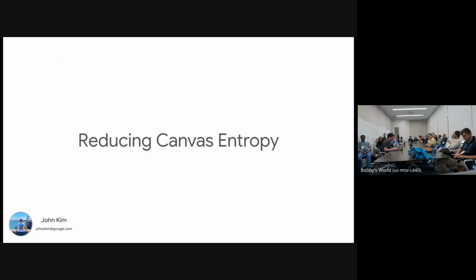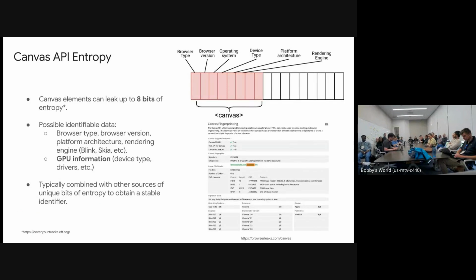So we're going to talk a little bit more about reducing canvas entropy. What we noticed from the coveryourtracks.org site is that you can actually leak up to 8 bits of entropy from canvas elements. The types of data you can retrieve are browser type, browser version, platform architecture, the rendering engine, and so on. But most importantly, you can get the GPU information, because a canvas is really just an image that you're rendering onto your browser, and little variations in that output can leak certain types of GPU information. In this particular case, maybe your device type and whatever drivers you're using.